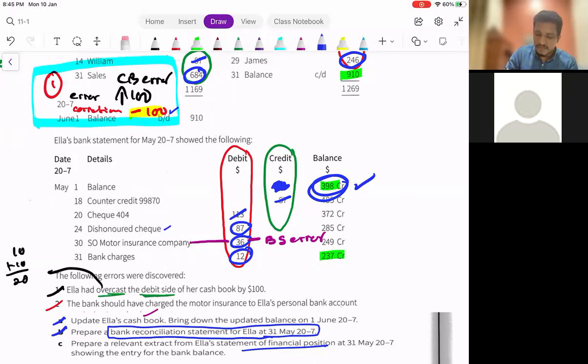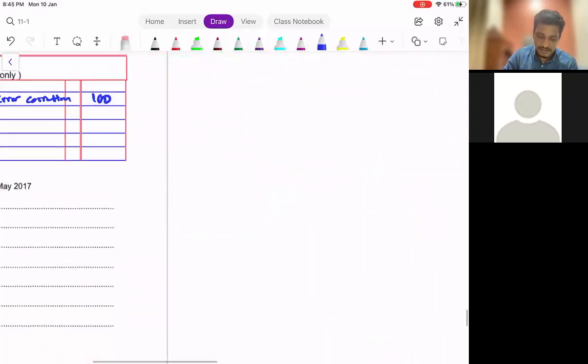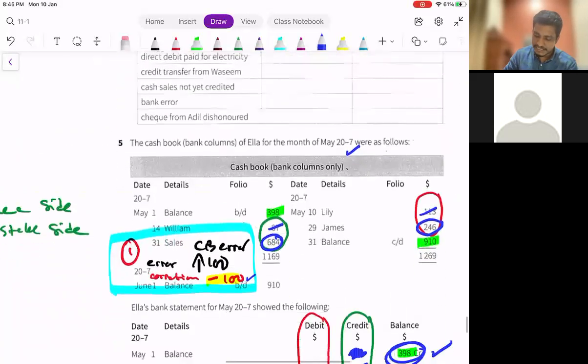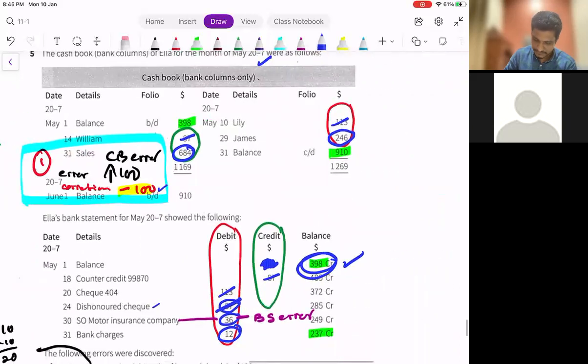But if the bank statement is debit, your cash book will be credit. So I go to the credit side of the cash book and write 87. If you know whose check is dishonored, you write the person's name. Can you guess whose check is dishonored?